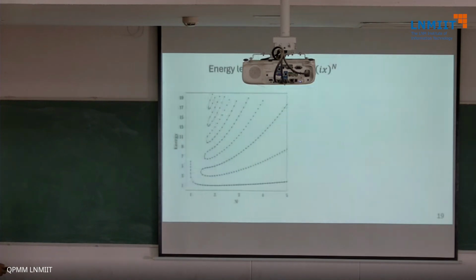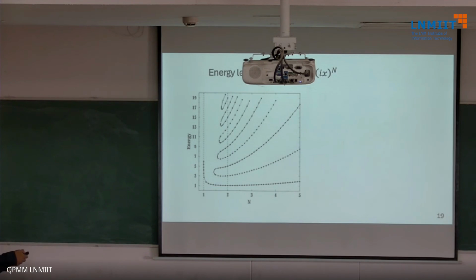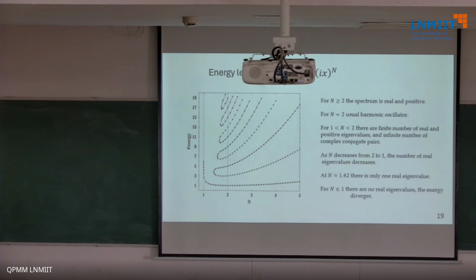This is called PT symmetry, parity-time symmetry, which is very extensively used in optics. Bender wrote down a nice Hamiltonian with p squared and minus ix to the power n. This Hamiltonian represents a harmonic oscillator if n equals 2, and it turns out that for n greater than 2, the spectrum is real and positive. So it's a non-Hermitian Hamiltonian, but still with real eigenvalues for n greater than 2. For n equal to 2 it is the usual harmonic oscillator.